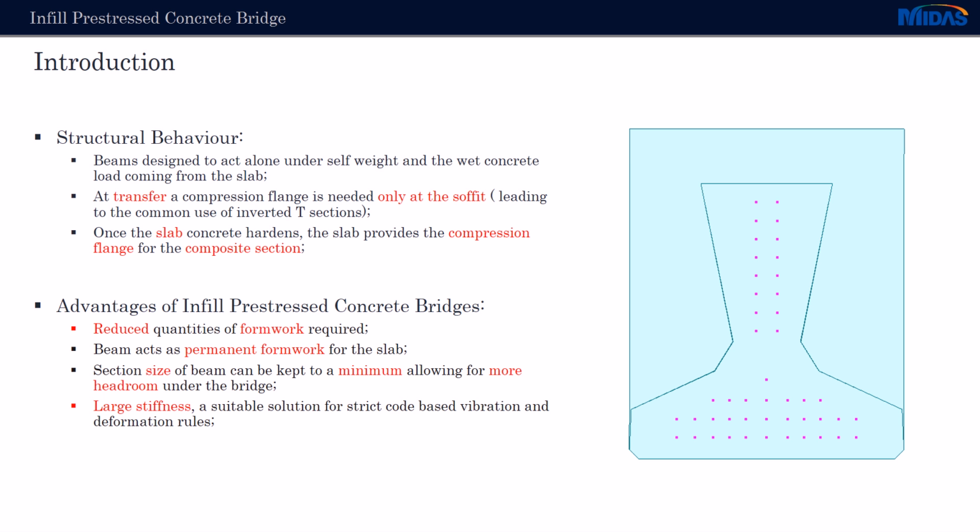need for a reduced quantity of formwork, as the beams act as permanent formwork for the slab. Also, with this type of bridges, there is a need for a smaller height of the section, leading to more headroom under the bridge. And also, these types of bridges have a very large stiffness, and it may be a good solution when it comes to strict codes for vibration or deformation rules.